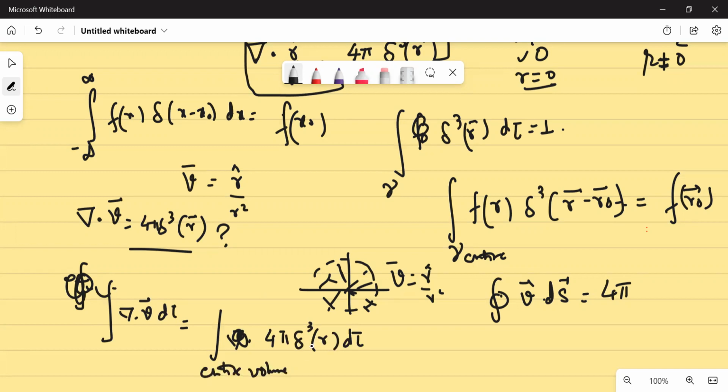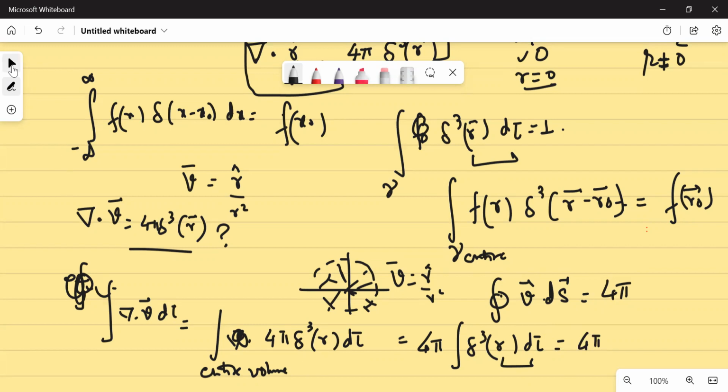And if over the entire volume I am writing this, what will it be equal to? This will be equal to 4 pi times the integral of the three-dimensional Dirac delta function d tau. This will be equal to 1. I have already written it here. So overall it will be 4 pi. So here we have resolved our problem.